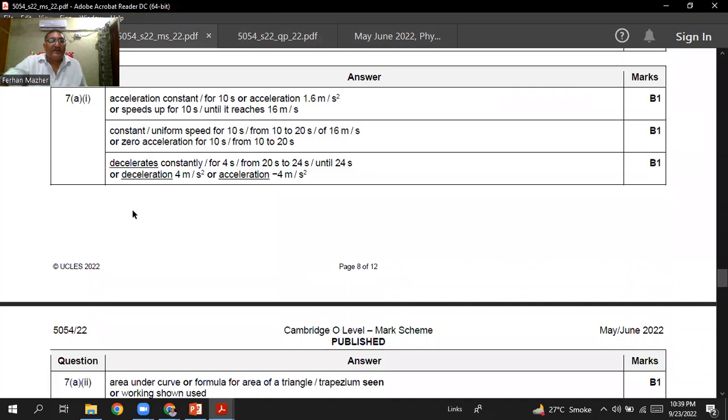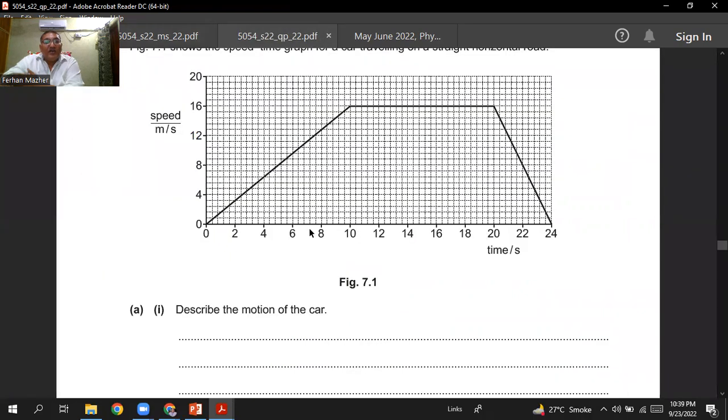The question number 7, first part. These are the 3 marks. And you can see we have written the whole thing. I hope you understand.